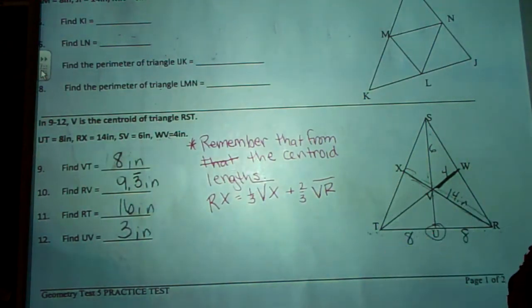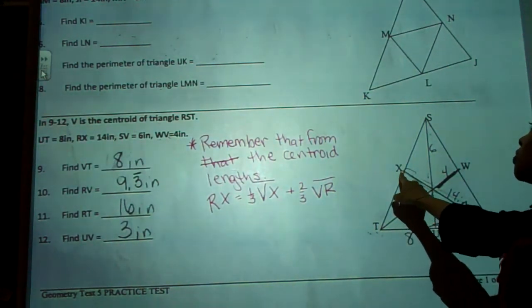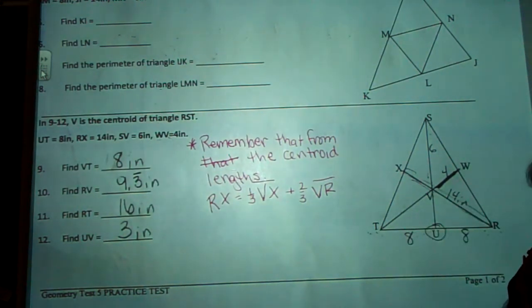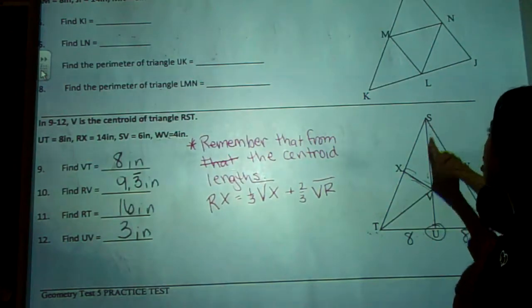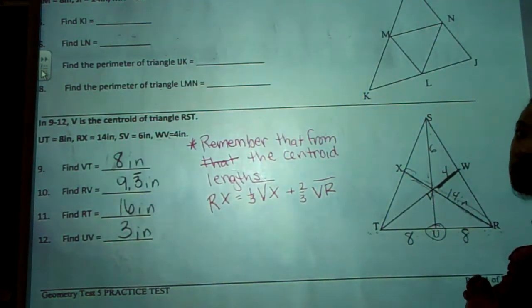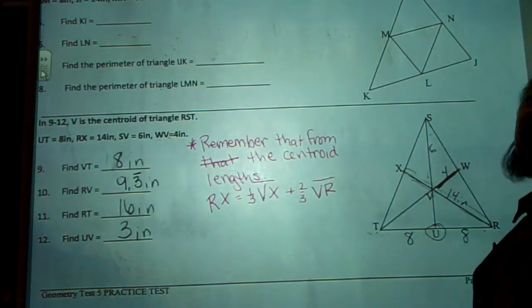That's the same thing with RX. The short side, which is VX, is 1/3 and the longer VR is 2/3 the length. And finally, the last median, which is SU. Remember, the short side is 1/3 the length and the longer is 2/3 the length.